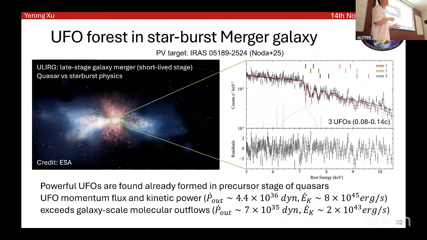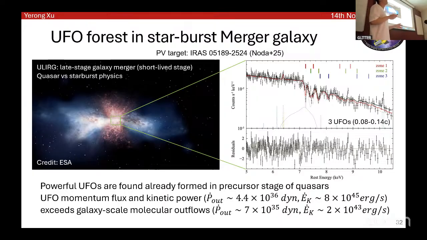And the discovery of UFOs in this target means that powerful winds have already developed in the precursor stage of quasars, and they are about to suppress the star formation rates and drive the system's evolution towards the quasar phase. Again, the momentum flux and kinetic energy of these outflows exceed what we observed in the molecular gas.